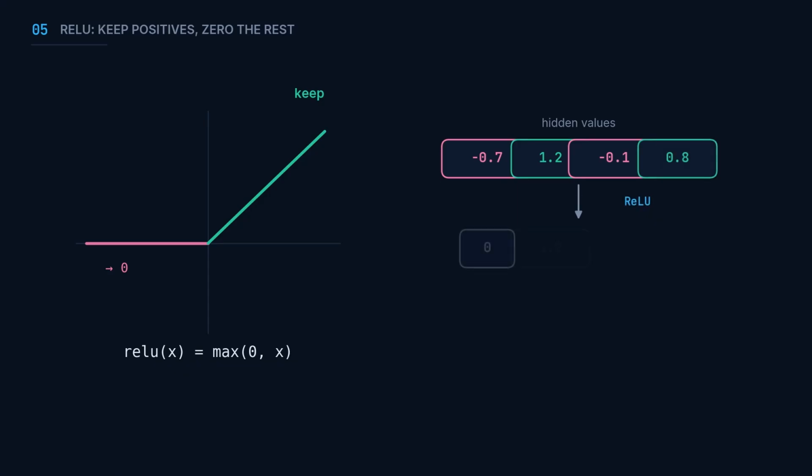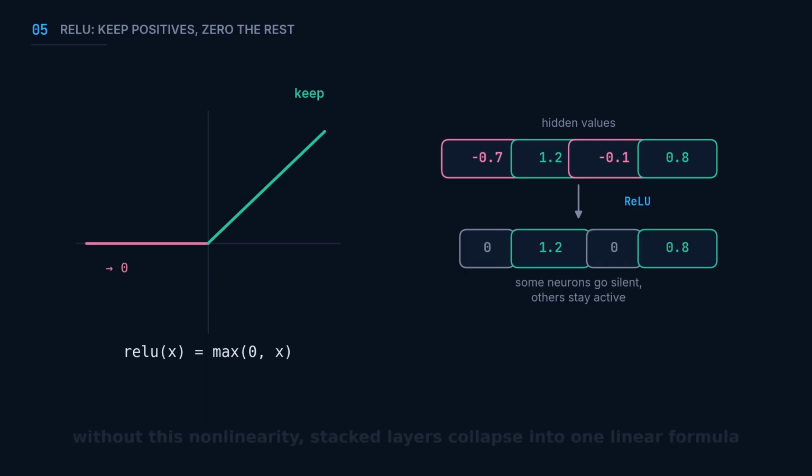Why bother? Without this nonlinearity, stacked layers would collapse into one big linear formula. ReLU is what lets the network build genuinely complex patterns.